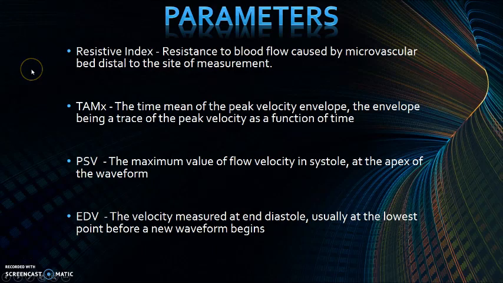Parameters that we observe while scanning transcranial Dopplers are resistive index, time averaged mean of peak velocity, peak systolic velocity, and end diastolic velocity. When they first started developing transcranial Dopplers, they would use time averaged mean, and almost all the literature focuses on this as well.